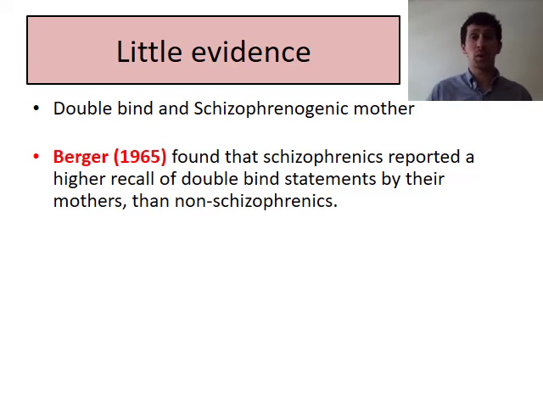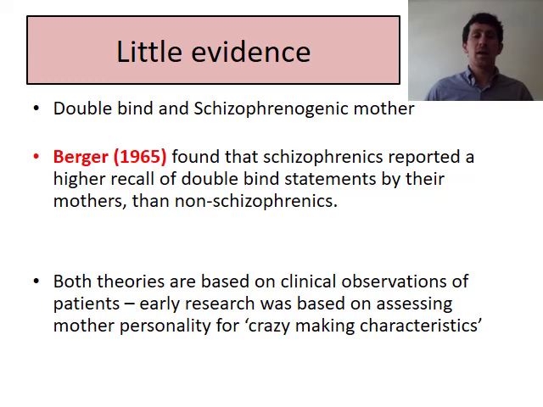However, Berger did do an investigation in 1965 and found that schizophrenics generally recalled far more double-bind comments and statements from their mothers compared to non-schizophrenics. So again, suggesting that double-bind statements could lead to schizophrenia. However, both of these theories, double-bind theory and schizophrenogenic mother, were assessed in quite an unusual way. It was about assessing the mother for sort of crazy-making characteristics.